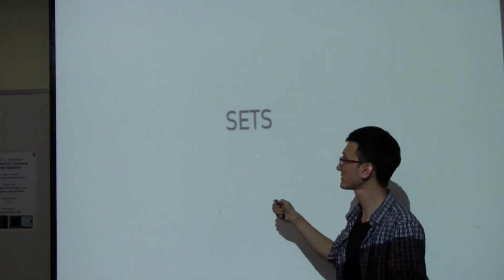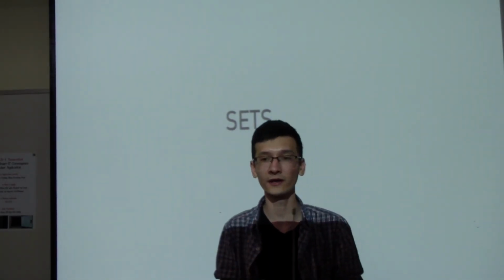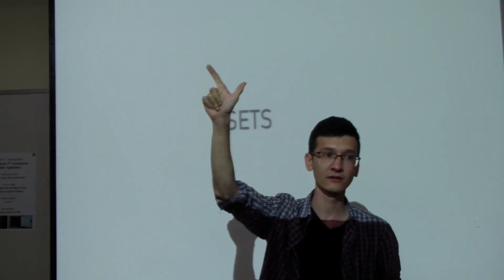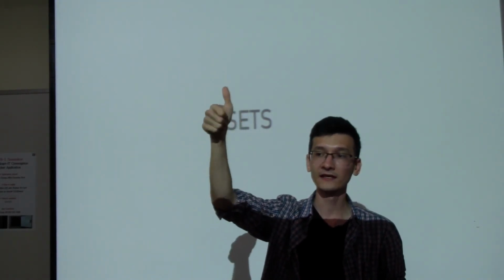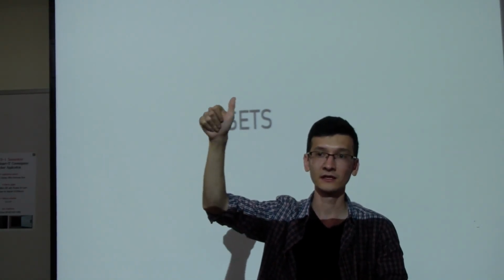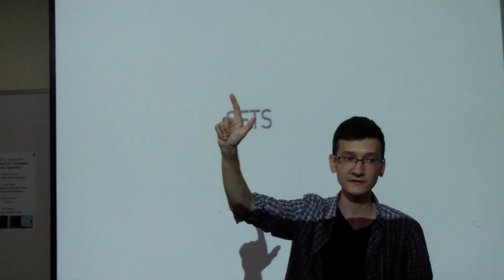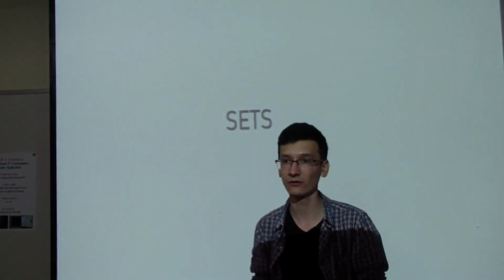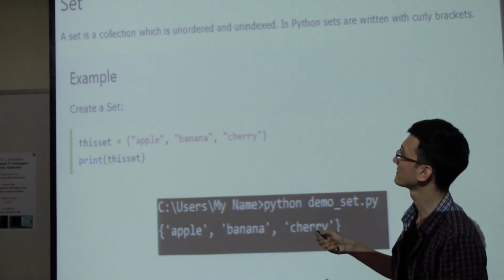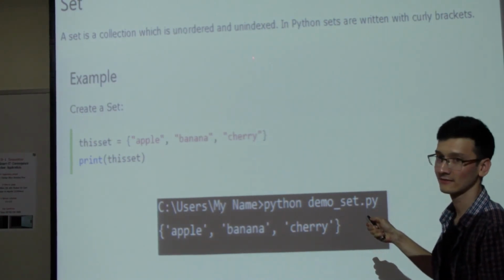Another collection of variables is sets. So generally, we learned lists, tuples, and now we're going to learn sets. List is ordered and changeable. Tuple is ordered and unchangeable. It is the difference. Now we will learn sets. A set is a collection which is unordered and unindexed.